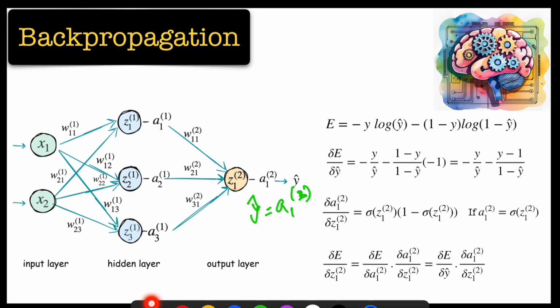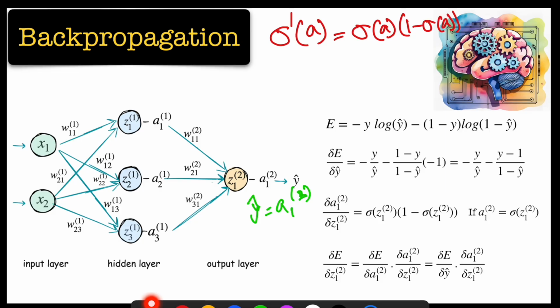In my logistic regression video I have discussed the derivative of the sigmoid function. So the derivative of the sigmoid function is like this. This is sigmoid of a. If we calculate the derivative of this, it will be sigmoid of a times 1 minus sigmoid of a, right? So del a1 2 del z1 2 will be sigmoid of z1 2 times 1 minus sigmoid of z1 2. We calculated this as well.